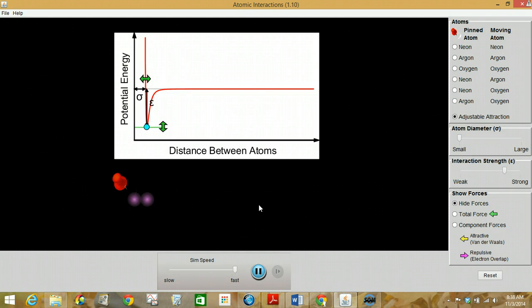Obviously there are a bunch of questions for you to answer off of what you just saw, so make sure you do that. Pause the video to answer those questions, and then when you're ready for the helium-helium interaction, restart it. So we're changing the interaction strength to weak for this case, keeping the atom diameter the same, and pulling the moving atom to the right.